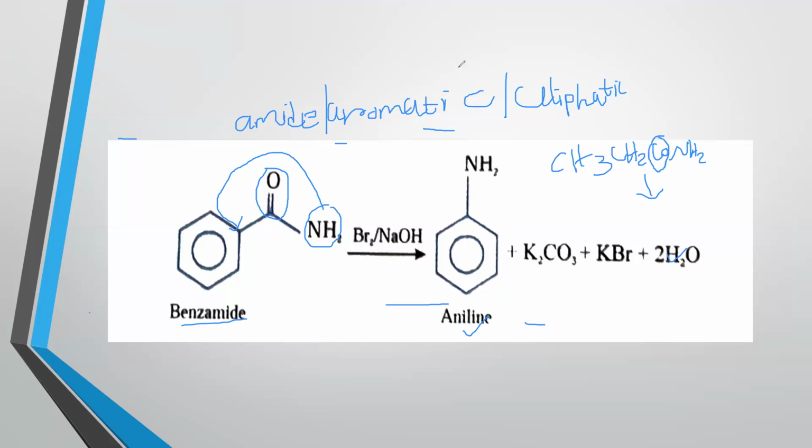And how does it get removed? This reaction is carried out in the presence of bromine and the base NaOH, so this bromine will react here. Also, one thing: they have written KBr and K2CO3. In actuality you can use both KOH and NaOH. They have considered KOH here; if NaOH is used, there will be Na2CO3.